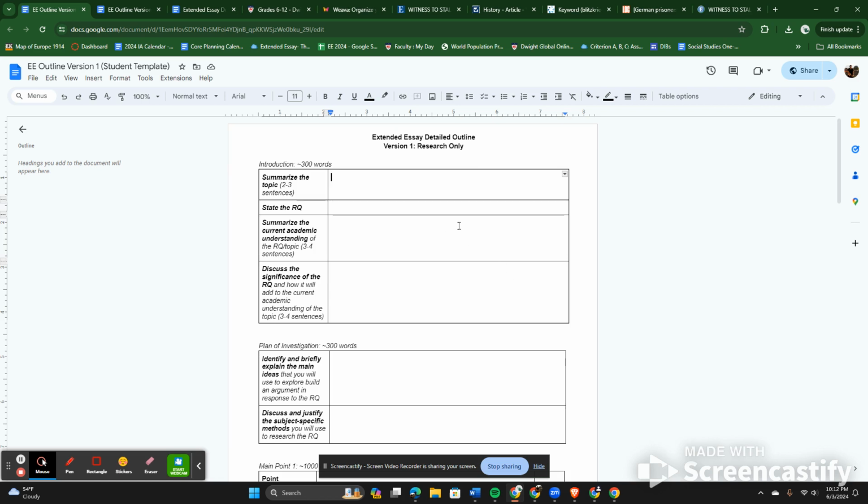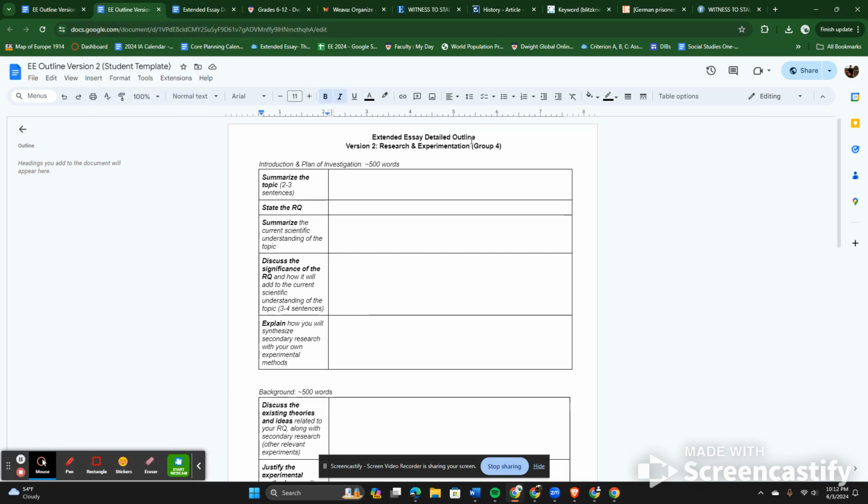Okay, so this is version 1 of the extended essay outline, and this is for if you are doing research only. There are two ways that you can conduct the extended essay. One of them is through research using primary sources, secondary sources, data from other studies, et cetera. So you find it and you record it and you use it for your analysis and for answering your question.